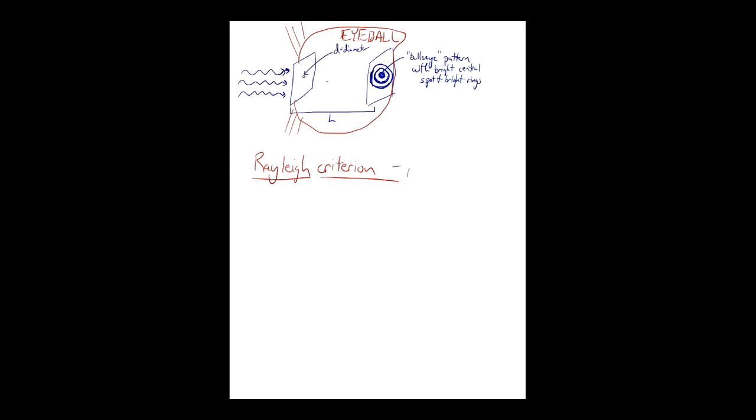This is the minimum angular separation necessary to see two objects, we'll say separately. The minimum angular separation necessary to see two objects separately. So theta min is equal to 1.22 lambda over d.